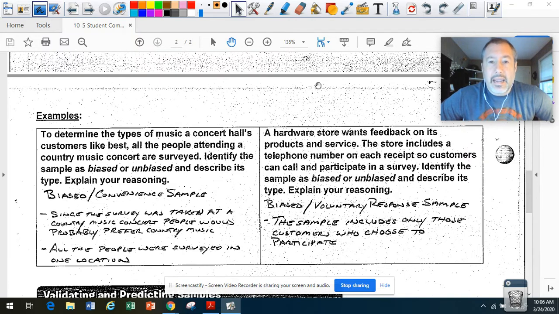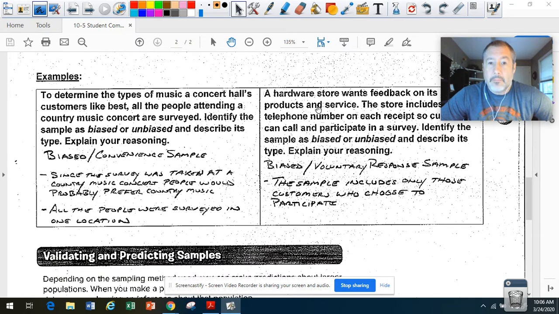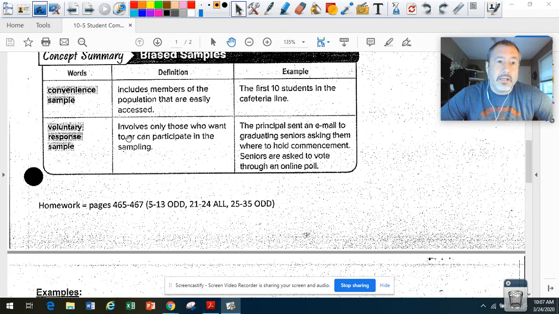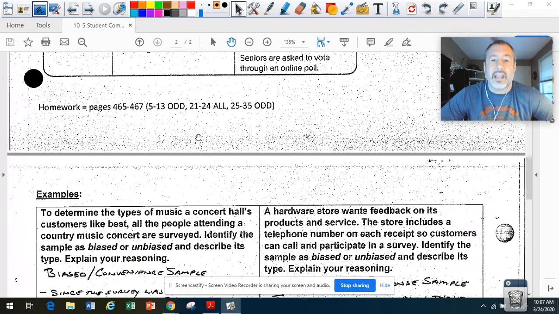It says, a hardware store wants feedback on its products and service. The store includes a telephone number on each receipt so customers can call and participate in a survey. Identify the sample as biased or unbiased and describe its type. Explain your reasoning. Well, it's biased and it's voluntary once again, okay? Because remember we said over here, it's biased because it involves only those who want to or can participate in this sample, okay?